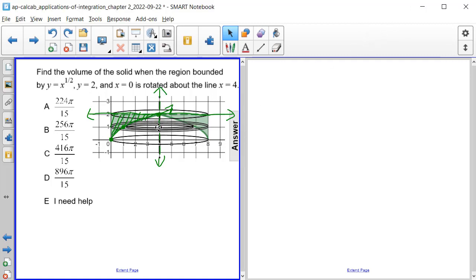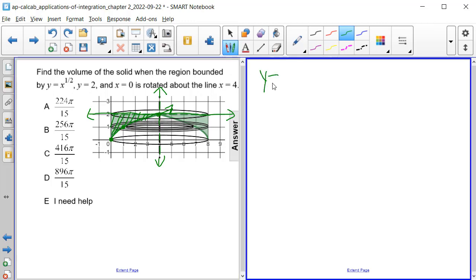So because we're rotating our section of the graph about a vertical line, we have to make sure that our equations are written in terms of y. Well, this first one is not. So let's actually work on converting y equals x to the 1/2, like solve it for x to put it in terms of y. And to do that, we'll square both sides. So we'll get that x is equal to y squared.